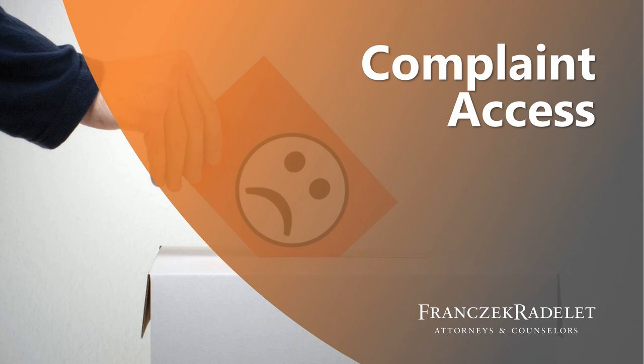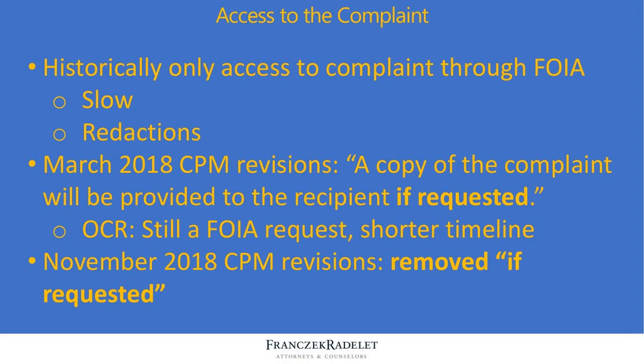So let's switch gears and talk about complaint access. So I mentioned this a little bit before. Historically, the only access to the complaint that you could get would be through FOIA. As I mentioned, the letter of notification is usually pretty vague. It doesn't include a copy of the complaint. It does now at least include the name of the complainant, which is something that has changed recently and is nice. We used to have to call and ask for the name of the complainant, but that's at least in that letter. But we don't get a copy of the complaint.